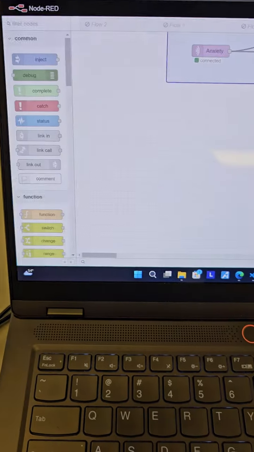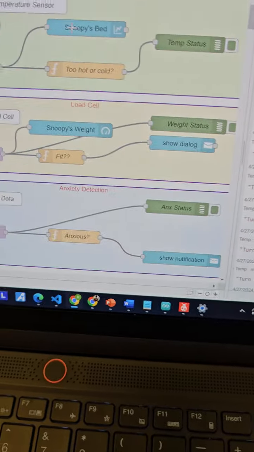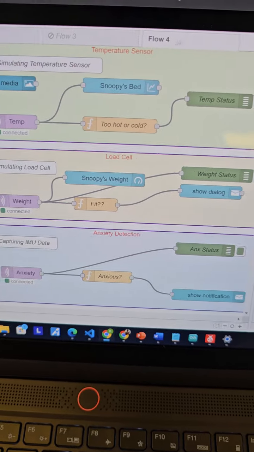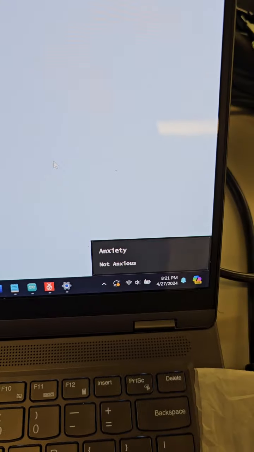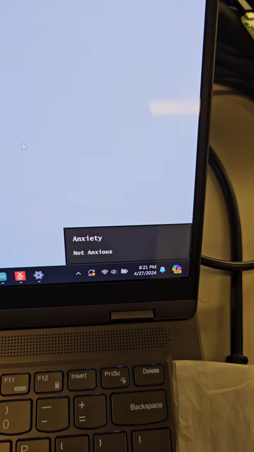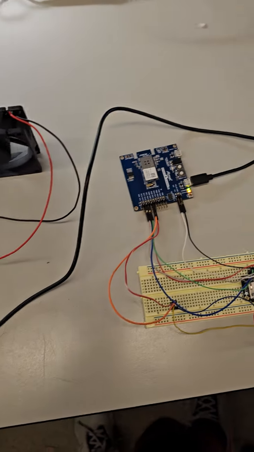The same thing is put on Node-RED. Whenever it is anxious, it sends anxious, and the same thing is used in the backend and in our Node-RED UI as well, where you will get a notification saying whether the dog is anxious or not. Right now I have not moved, so it showed not anxious. So this is the accelerometer part of it.